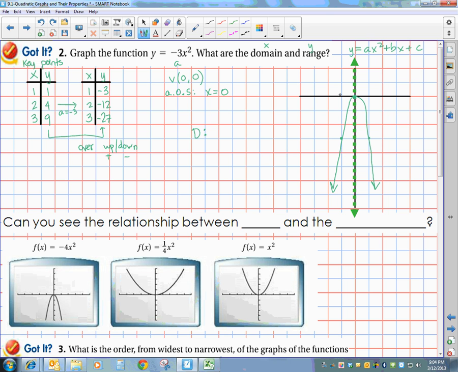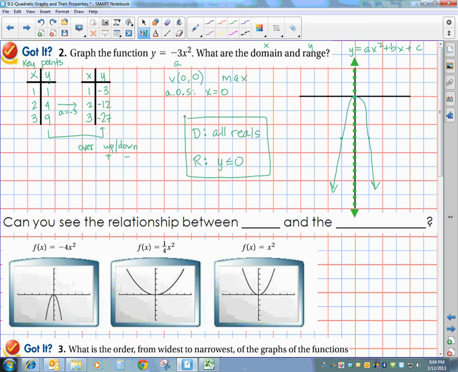So your domain says what values of x can I put in here, and every time for our parabolas, your domain is going to be all real numbers. So you can just write all reals. But our range, remember, this is a maximum value, because my parabola is going down. So that means the highest y value that you have is 0. So we write y is less than or equal to 0. And that's your domain and range.